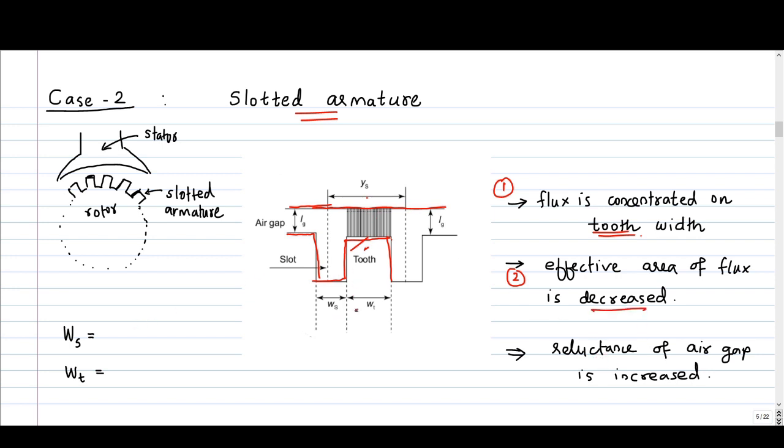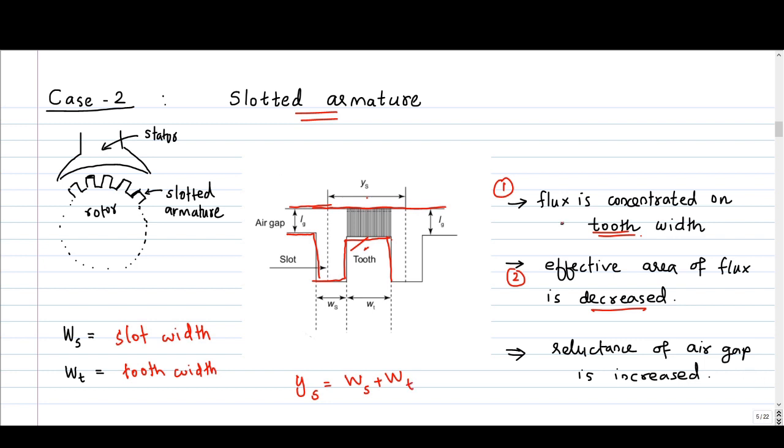And we have two terms written here. WS is called slot width. Okay, remember these terms. Then WT is called tooth width. And you can see a relation here, WS and WT. When you add a slot width with the tooth width, you will get one slot pitch. So that is a relation useful for doing problems. YS is equal to WS plus WT.